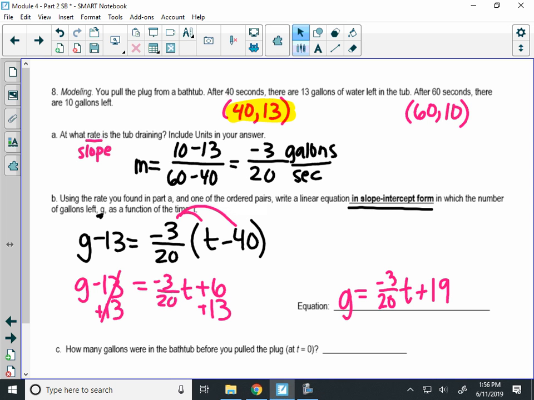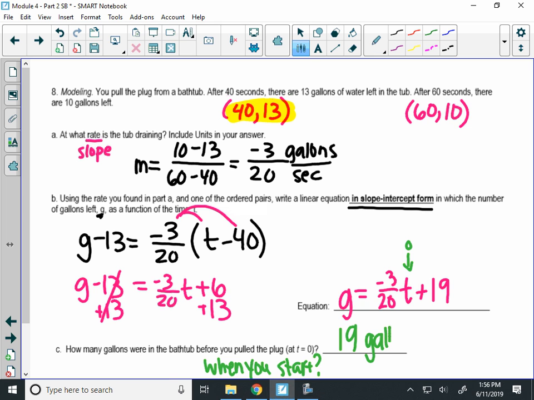Now, if you did that as y and x, it's okay. I did g and t because that's what the direction said, but if you use y and x, it's fine. You have y equals negative 3 over 20x plus 19. Last question. How many gallons were in the tub when you pulled the plug at time 0? Well, that is the same thing as saying how much gallons are in the bathtub when you start. So you could either put 0 in for t here, and if you evaluated 0 for t, the fraction would go away and you'd have 19 gallons. Or you could look at the equation and say, oh, they're asking me for the y-intercept. That's always the number on the end. Okay? So there you go.